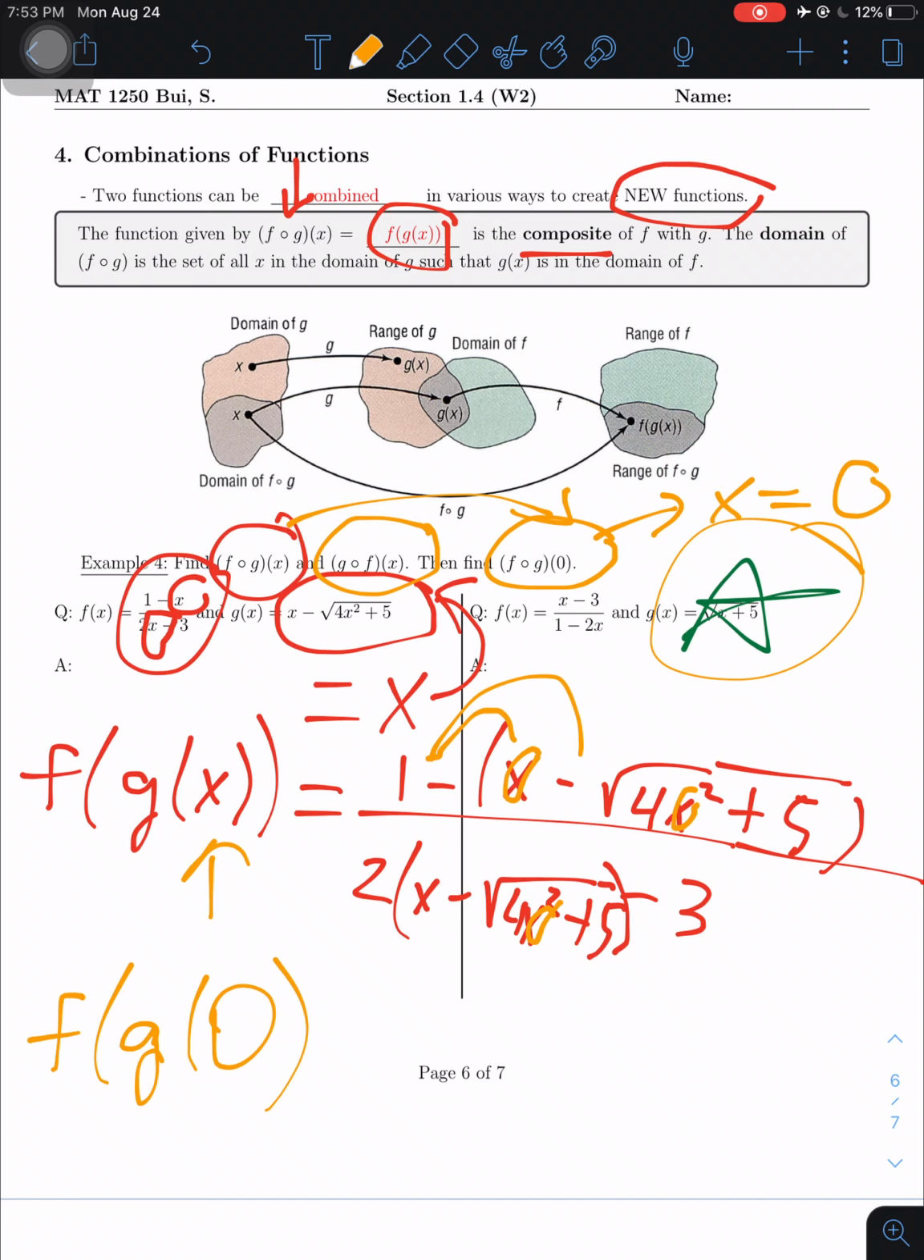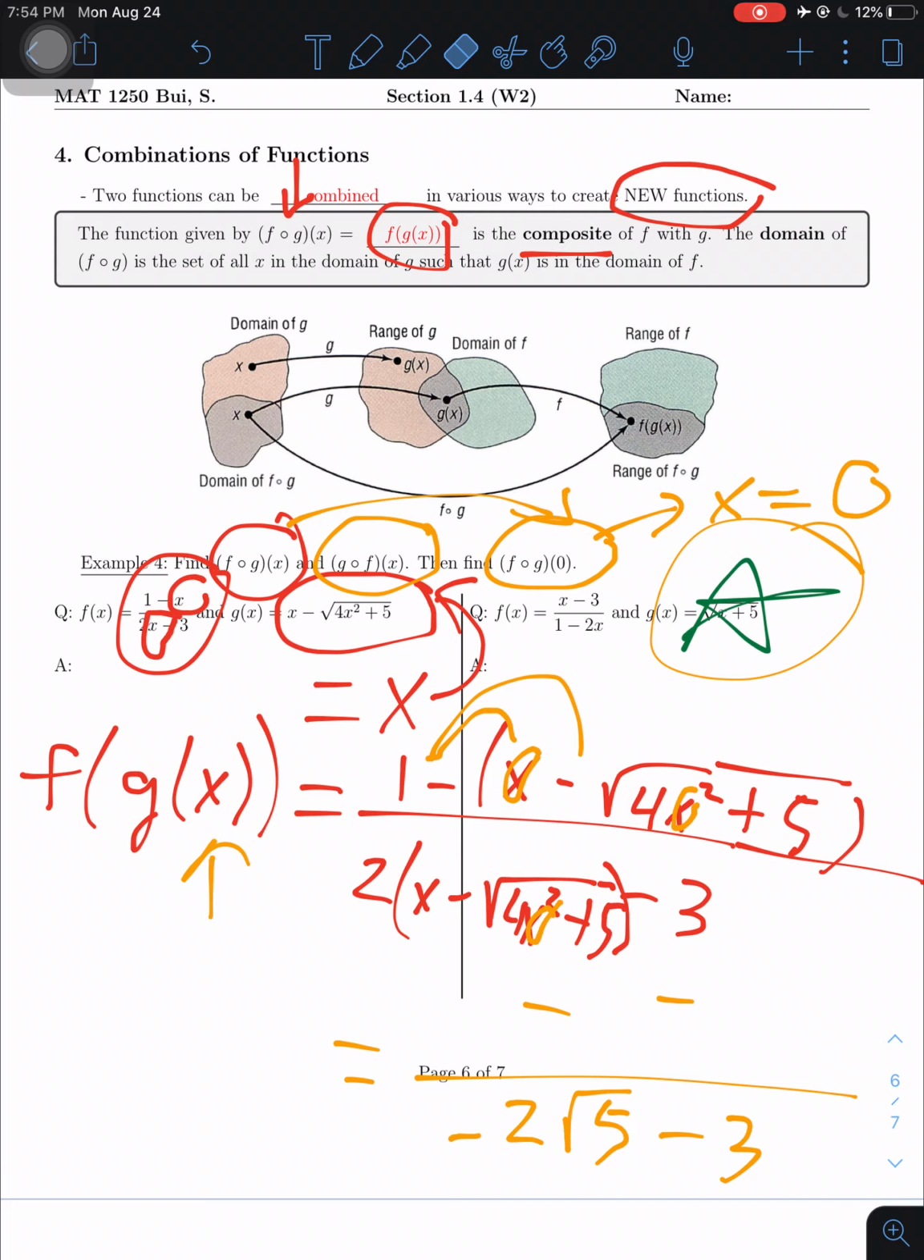Okay? So, if you plug everything in the calculator if you want to, or you can do it mentally, you will get 1 plus square root of 5, and down the bottom, we're going to get negative 2 square root of 5 minus 3. There's actually another easier way to do this one. So this is one way to do it, right? You find f of g of x and then you plug in x equal to 0. That's one way. Here's the second way. And in the test, if you have this problem, you can do either way, okay? You don't have to do 2 ways. You can do the first way or the second way, whichever is more comfortable for you, okay?